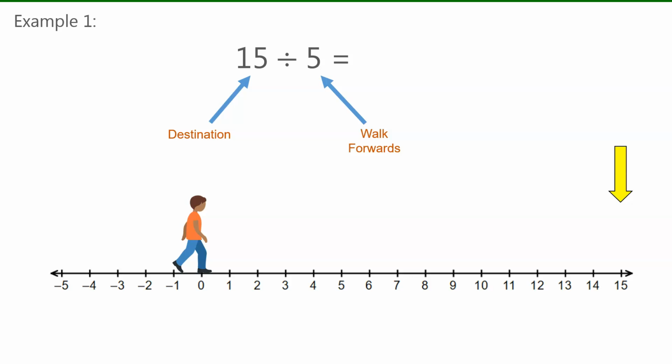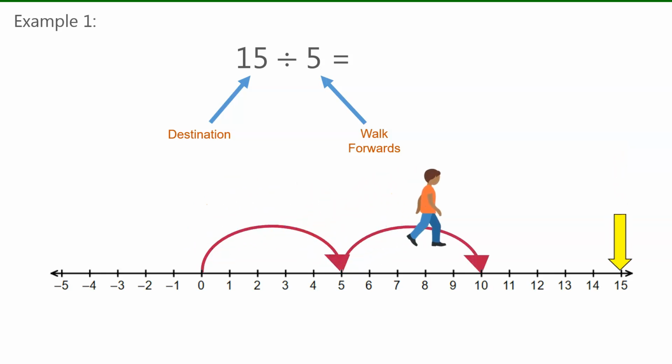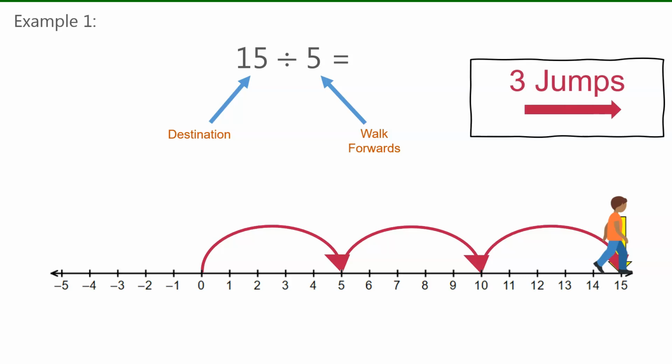Now remember, this integer also indicates the size of the jump. So if I'm walking forwards, making jumps of size 5, how many jumps would it take to do that? It takes 3 jumps. So because I made 3 jumps and I'm now facing the positive direction, my answer is positive 3.